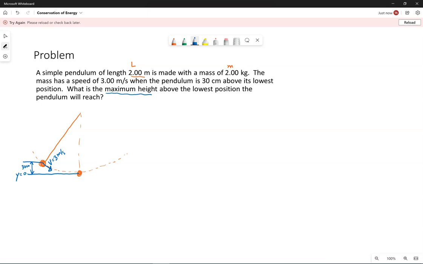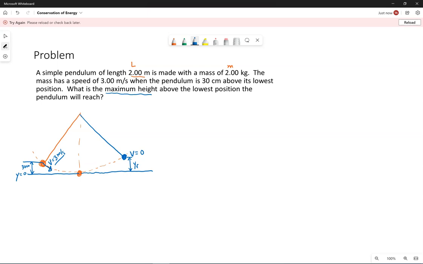The question is asking us for the maximum height above the lowest position. So it's going to swing up to a maximum height. The maximum height is the moment the speed is 0. Just like tossing a ball in the air, the ball slows down, slows down, slows down. At the maximum height, there's a split second during which the speed is 0. So it's essentially turning around. We're trying to relate the speed and height at this first moment to the maximum height.